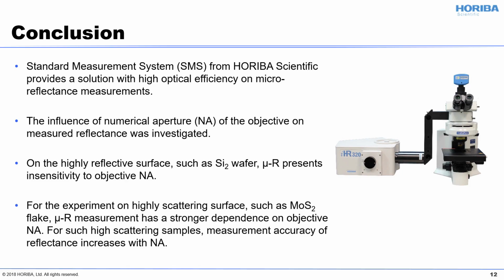We noticed that on a specular surface, such as the silicon wafer, the micro reflectance shows much higher efficiency than the macro measurement. And on a scattering sample surface, such as the MoS2 flake, the micro reflectance measurement strongly depends on the numerical aperture of the objective. So in order to get a more accurate reflectance, we prefer to choose a higher numerical aperture of the objective.